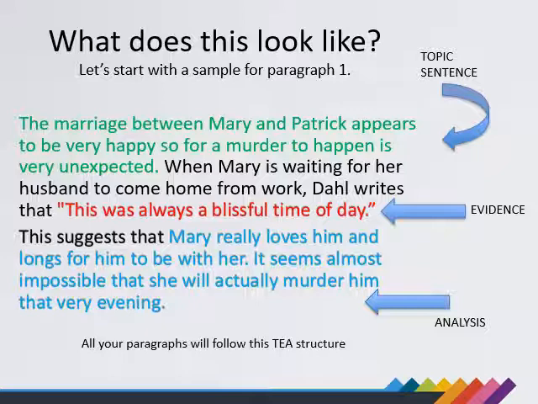Once you've given your evidence from the text, you need to talk about this evidence and explain it in more detail. So you could say, this suggests that Mary really loves him and longs for him to be with her. It seems almost impossible that she will actually murder him that very evening. So you can see here, by using this simple structure, you can make sure that you have a paragraph that contains all the ingredients you need to make a really good point in relation to your essay question. And all of your paragraphs will follow this TEA structure.